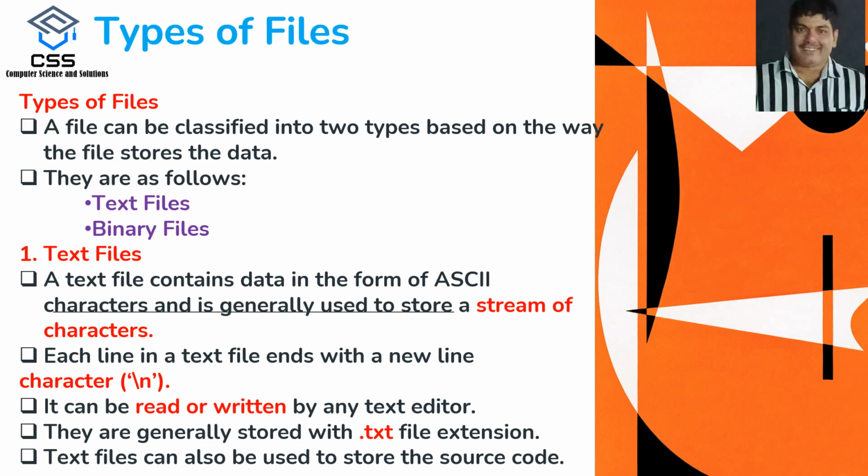Hence, to describe in detail, a text file contains the values in ASCII characters. ASCII means every character has an ASCII value, and data is written as ASCII of characters, a number of characters known as a stream of characters. Each line of the text file ends with a newline, that is \n. It can be read or written in any text editor and stored in a file having the extension .txt. And text files are just like source code files, the program files.